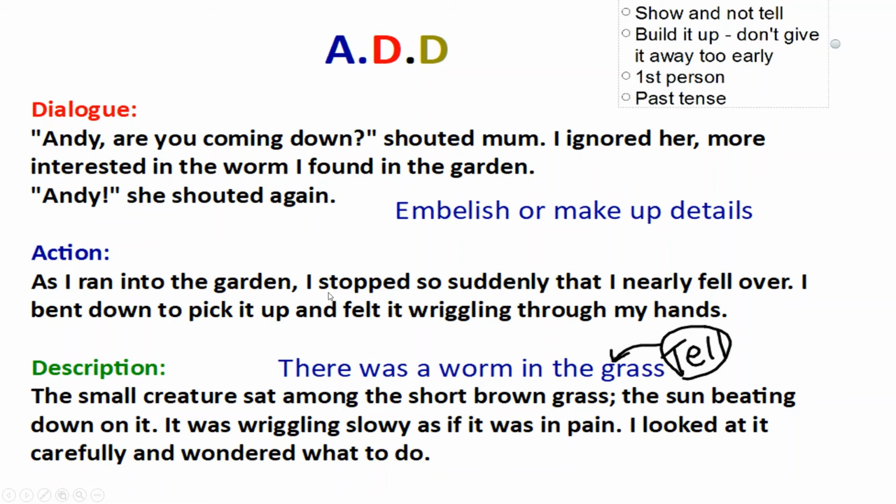Or it could be, the day had started just like this. As I ran into the garden, I stopped so suddenly that I nearly fell over. I bent down to pick it up and felt it wriggling through my hands. So that's my action. That's me moving around. I'm not describing it.